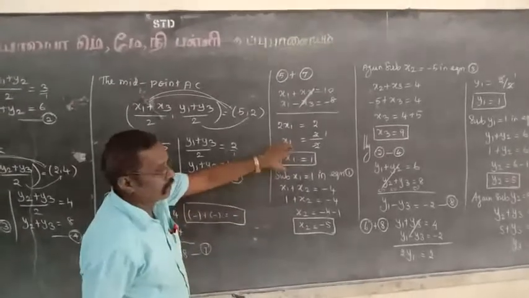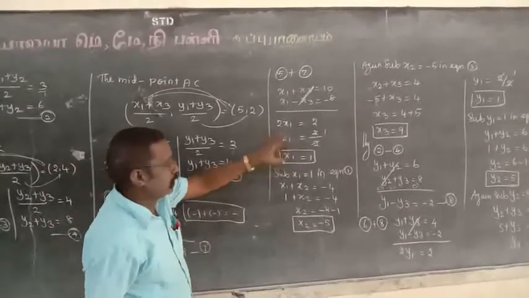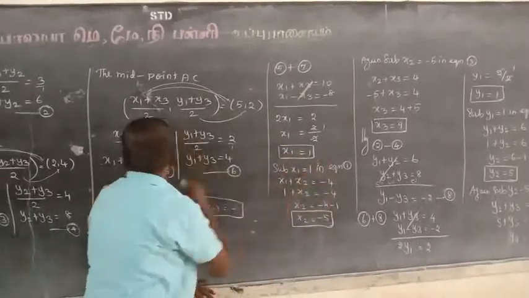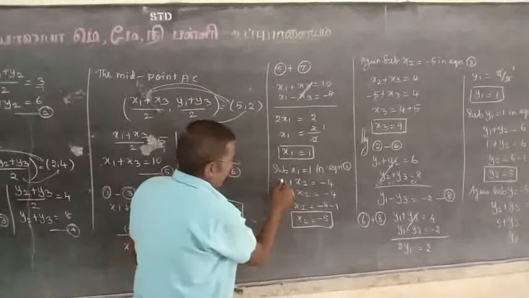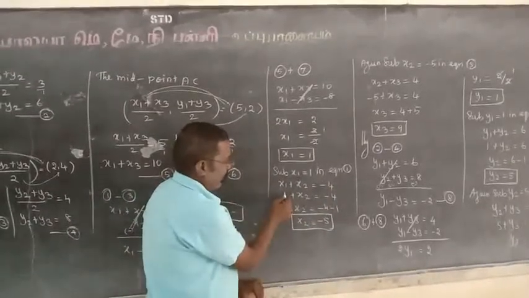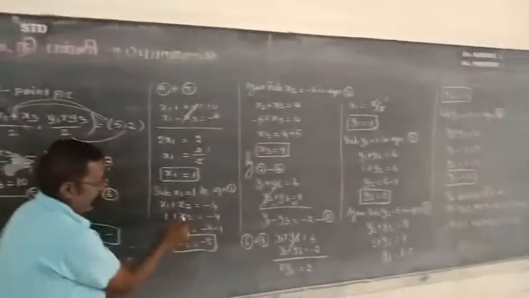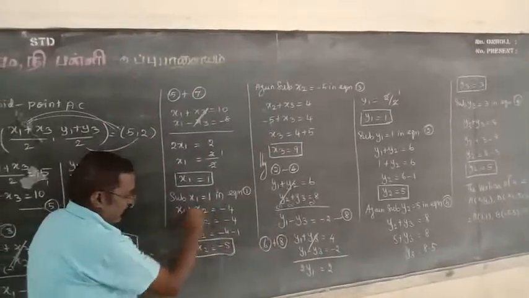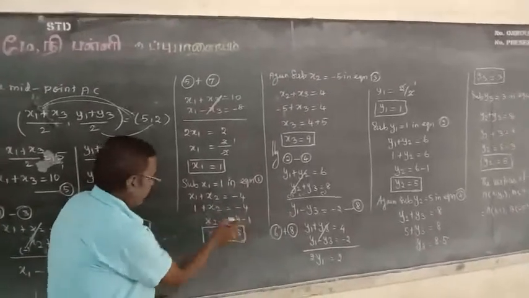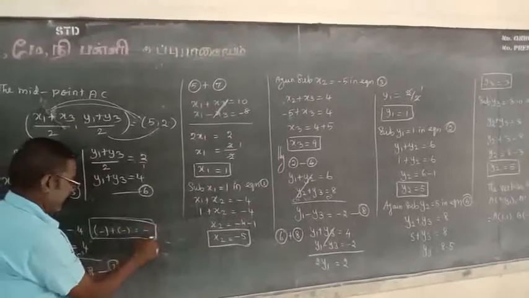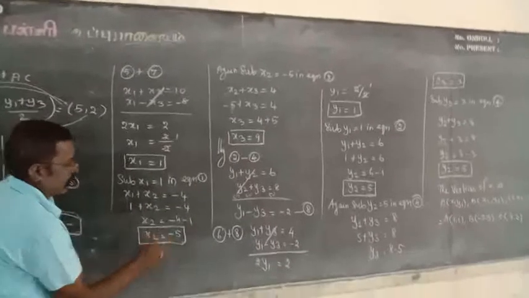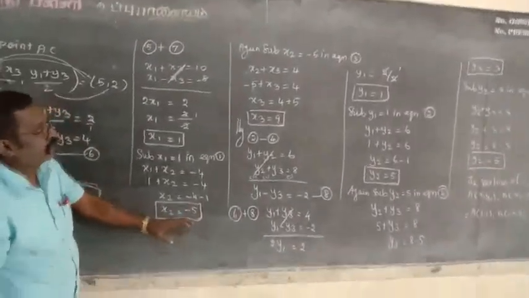So now substitute the value x1 equal to 1 in equation number 1. The first equation is x1 + x2 equals -4. Substituting x1, 1 + x2 equals -4, so x2 equals -4 - 1. So the value of x2 is -5.